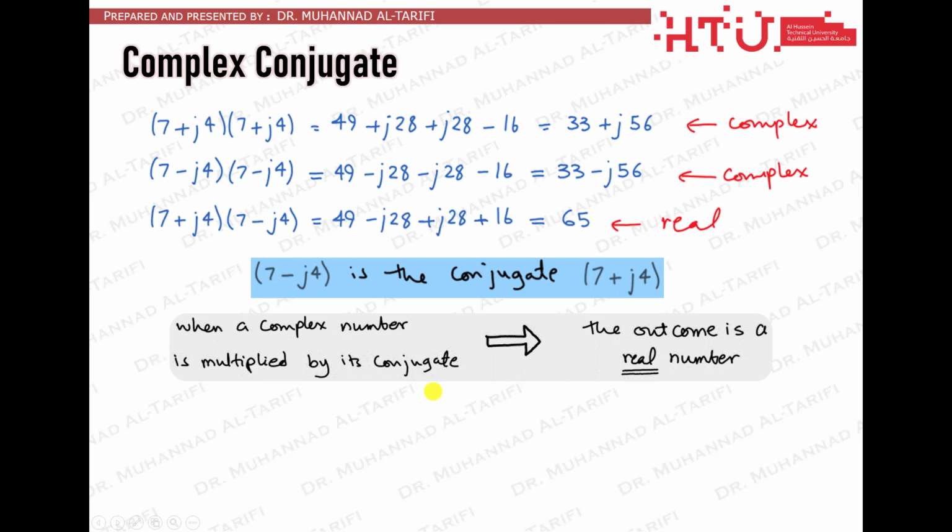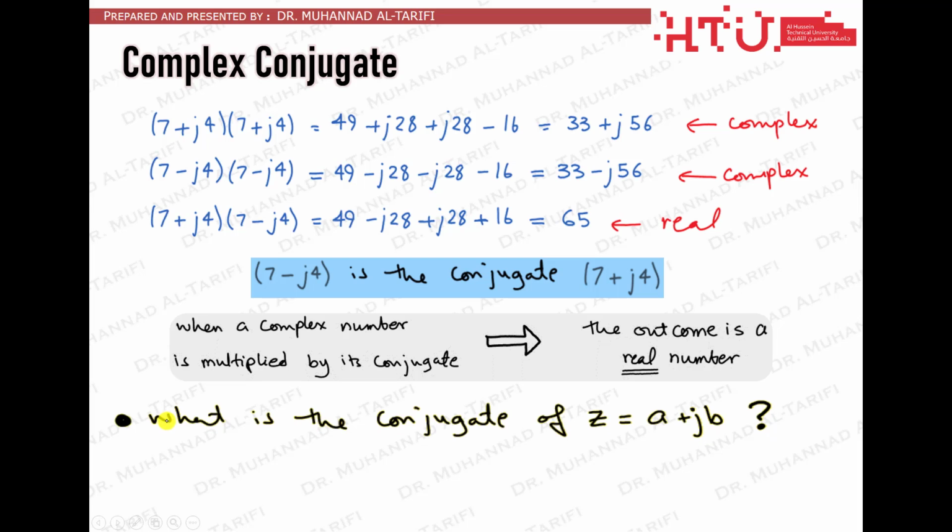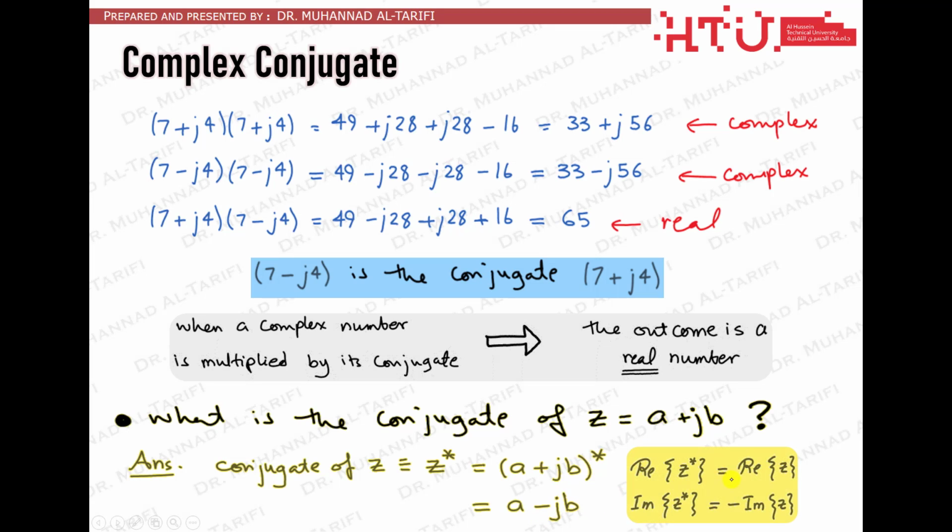Finding the conjugate of a complex number is straightforward. Just replace j with a minus j. So, if z is a complex number a plus jb, its conjugate is simply a minus jb. The real parts are identical, and the imaginary parts have the same magnitude but opposite sign. And notice here the notation of the conjugate operation as a star at the superscript position.